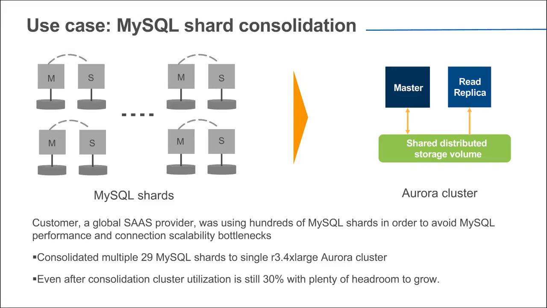Here's an example of a customer that was using hundreds of shards for performance reasons. Now this was hundreds of shards across multiple different databases, but for one particular cluster, they consolidated 29 shards into a single Aurora cluster. And obviously you can see, there's going to be huge cost savings with that. And even with that consolidation, utilization is only 30%, so they've got a lot of headroom to grow there.